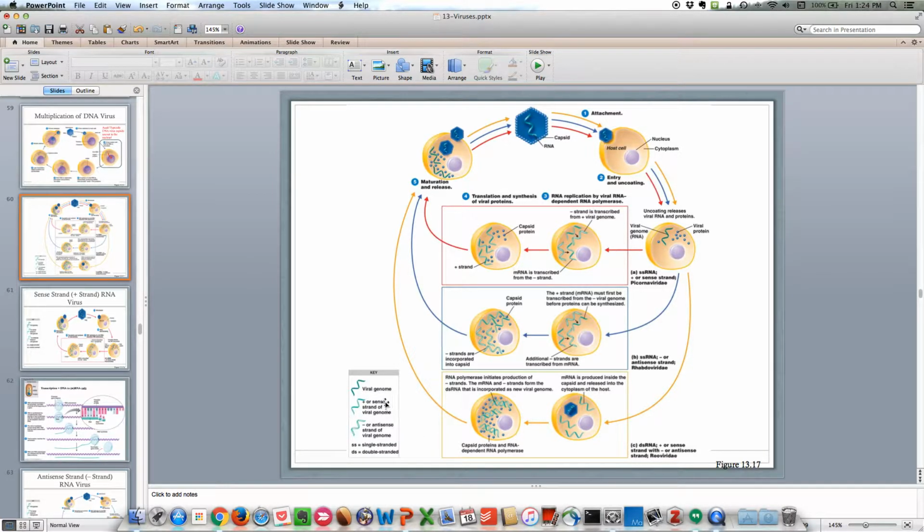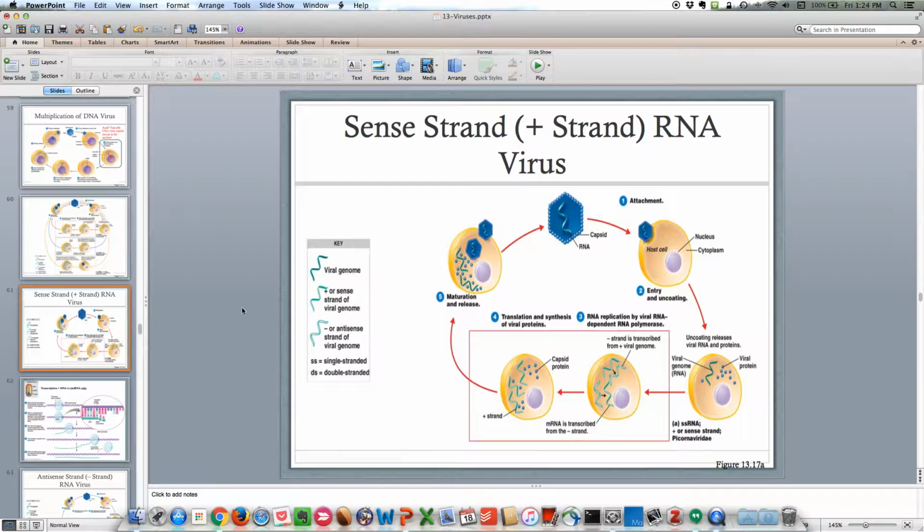And so the artist has used this color coding to indicate intact viral genome and then the plus sense strand or the minus sense strand. And so we're going to look at each one of these in turn to kind of walk you through it. So starting with the one up here on top, shown on the next slide.